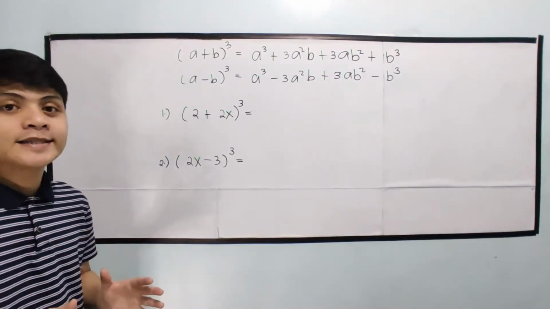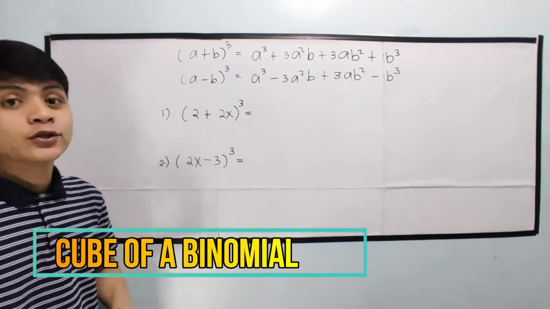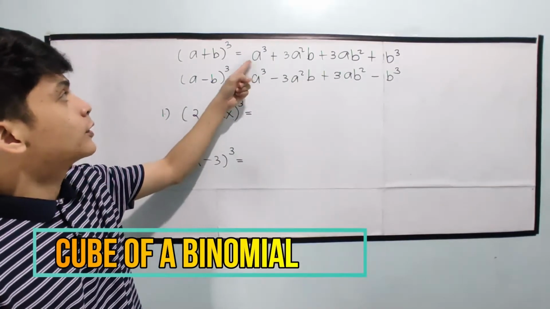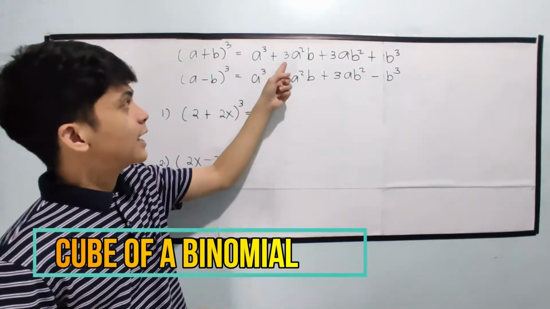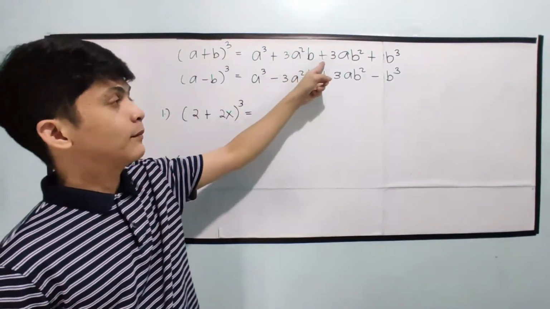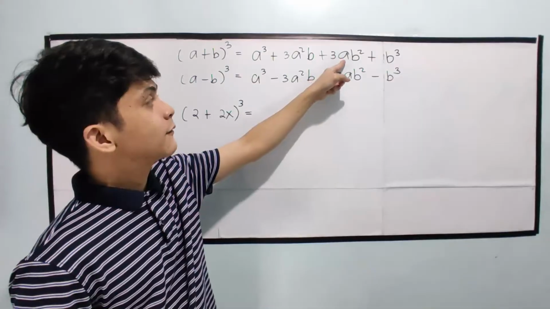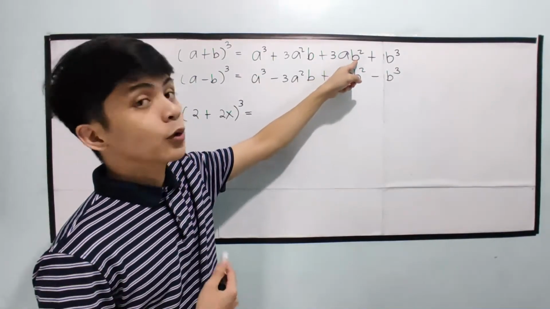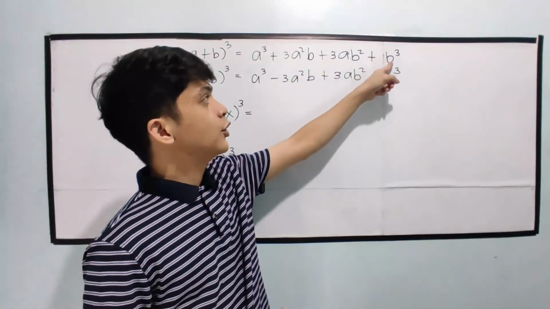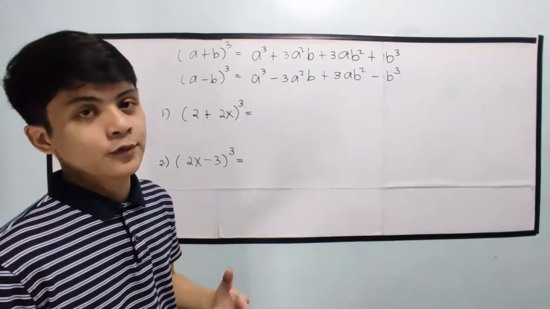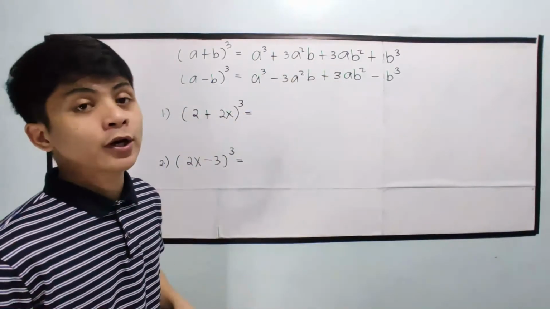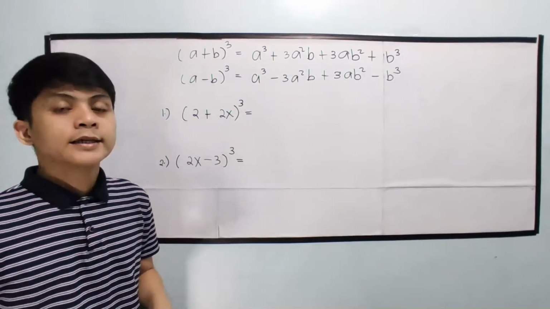So next naman natin is cubo binomial naman. So yung formula naman ng cubo binomial is first, cube the first term plus 3 times square the first term times the second term plus 3 times first term times square of the second term plus cube of the second term. Okay? Pag minus naman siya, same formula lang din pero iba na yung kanyang sign.